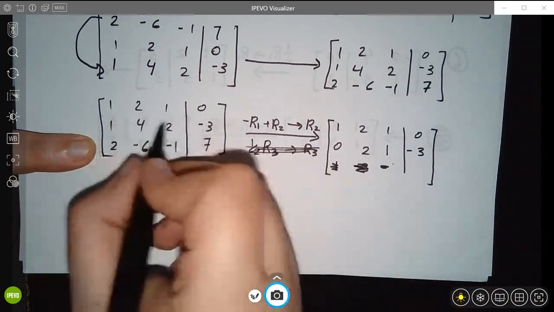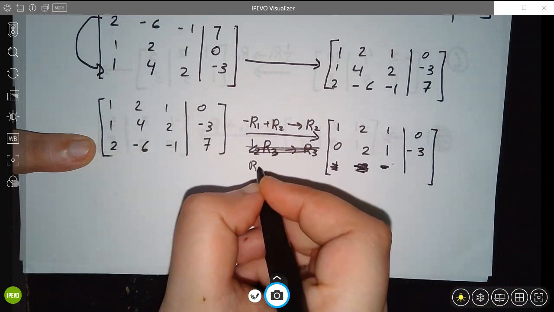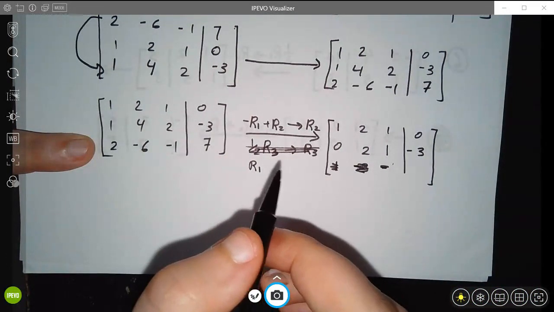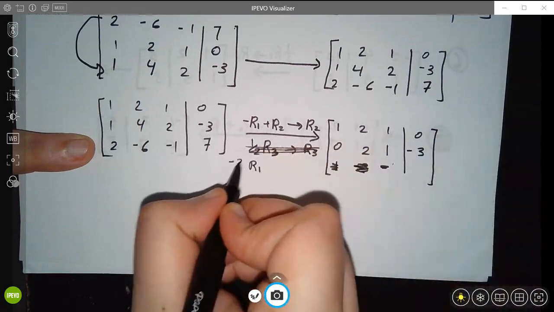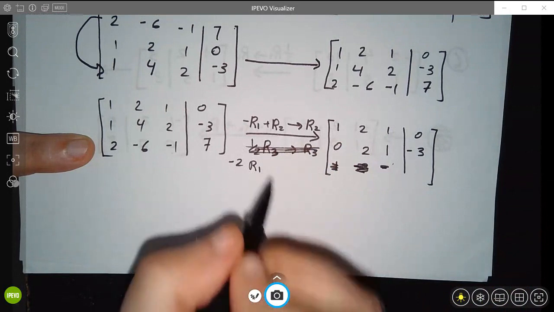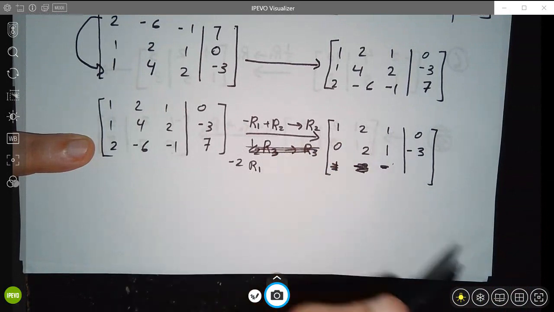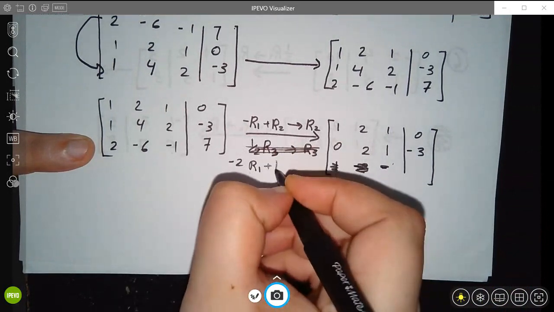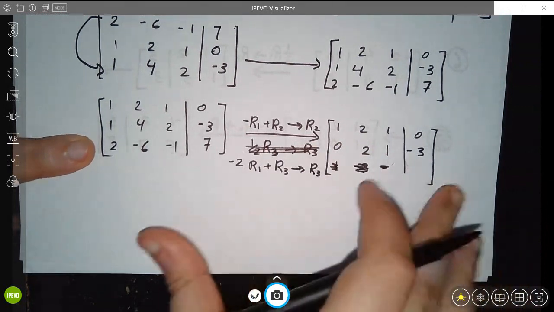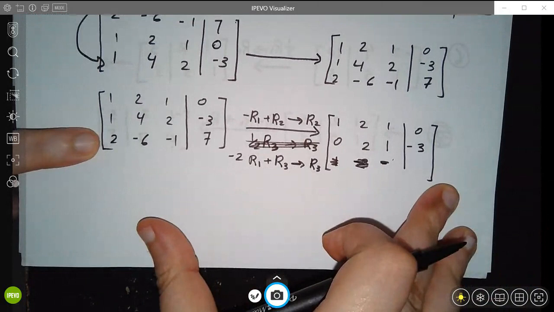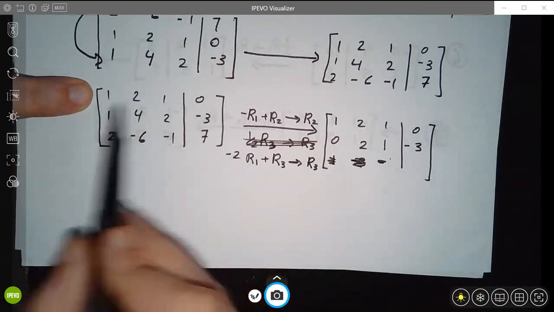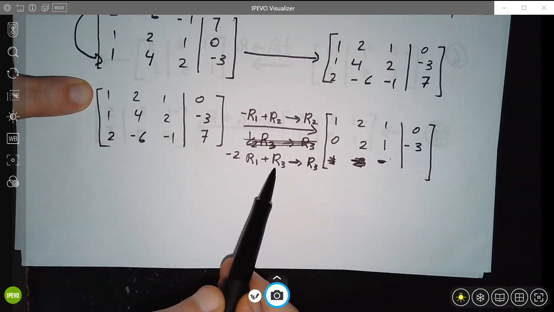I want to grab row 1. All right, grab row 1. I want to multiply it by negative 2. Yes, so negative 2 times row 1. And then I want to add row 3 to it. And that will be my new row 3. Okay? So I want to multiply row 1 by negative 2 and then add row 3 to it.